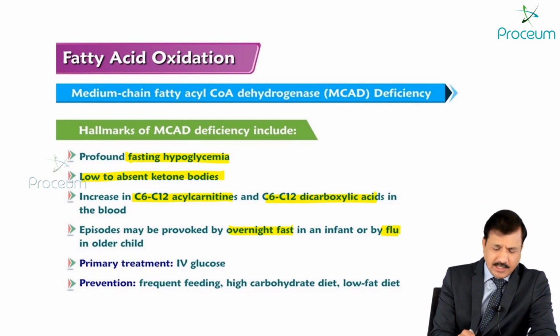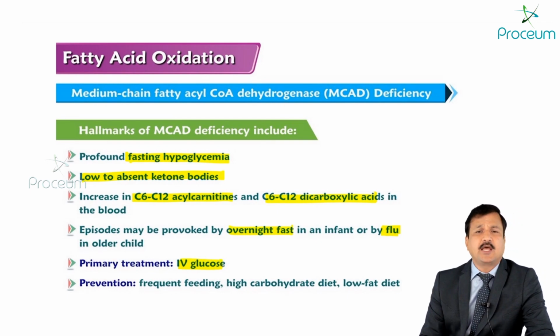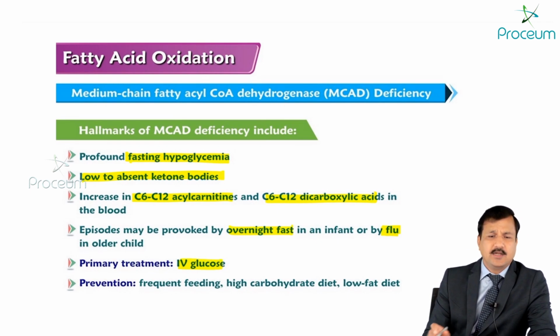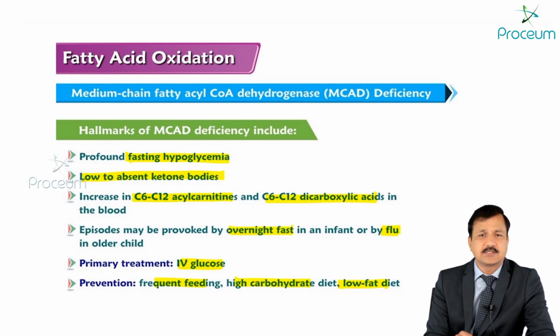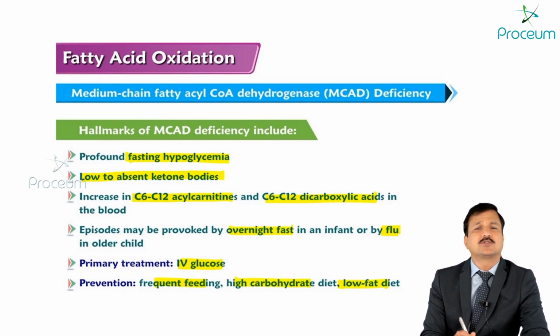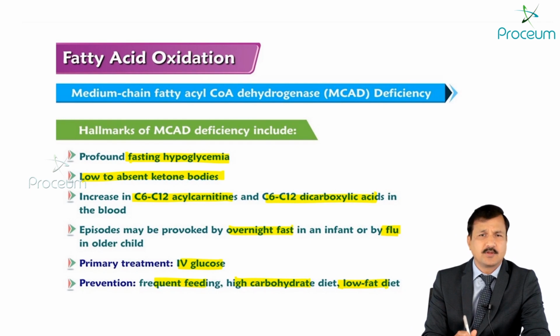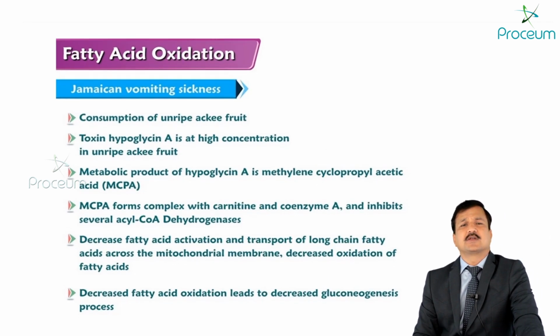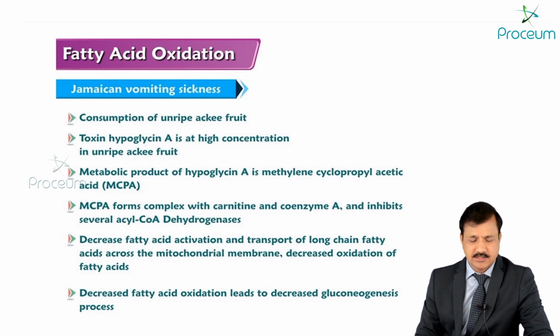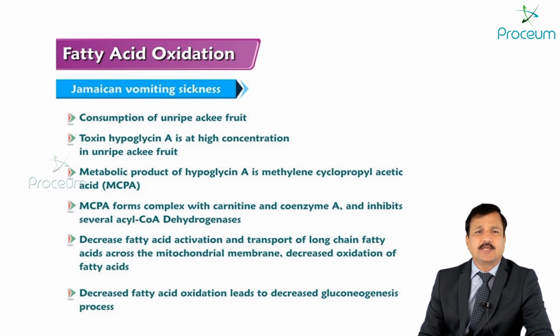Now, treatment is IV glucose to prevent hypoglycemia, and frequent feeding, especially a high carbohydrate and low fat diet, will help, because we are trying to keep beta oxidation low, thereby decreasing the accumulation of acyl carnitine species. Now our next disease in this beta oxidation process is Jamaican vomiting sickness.